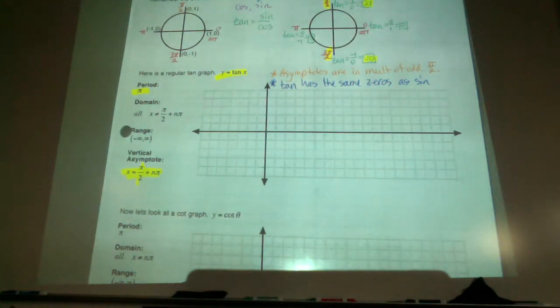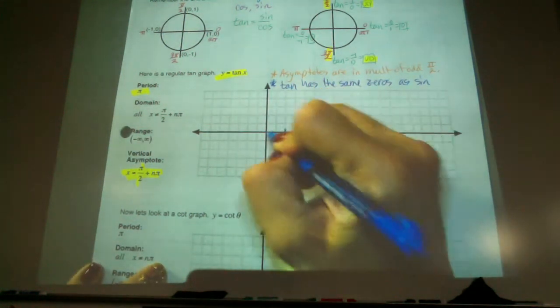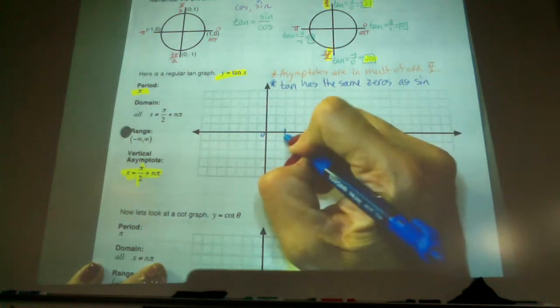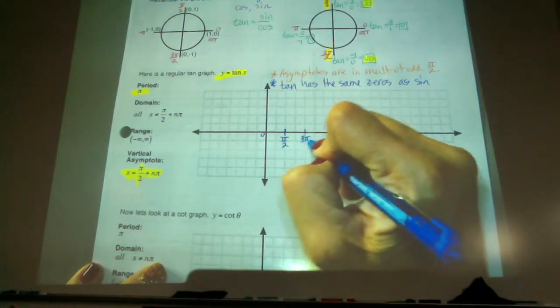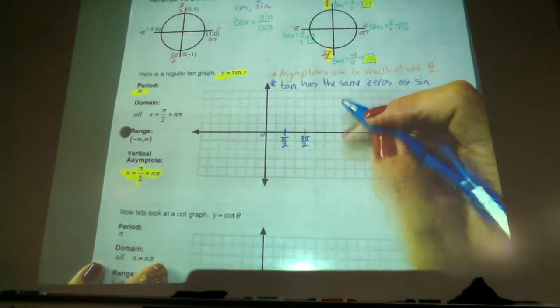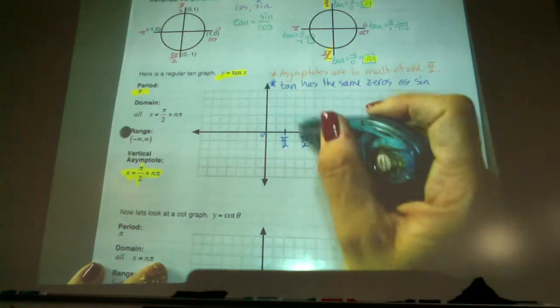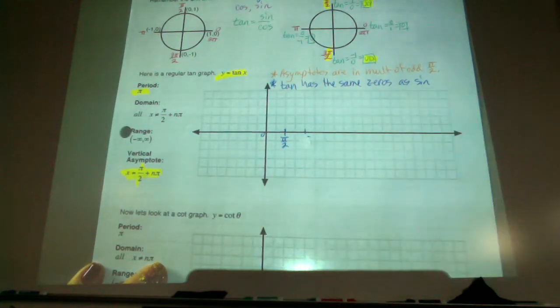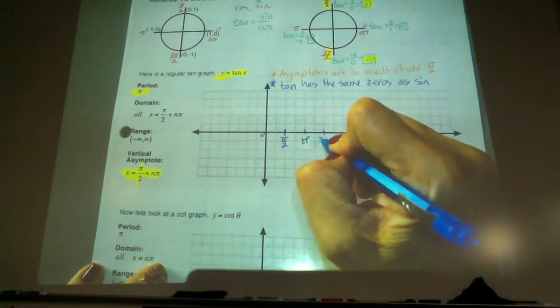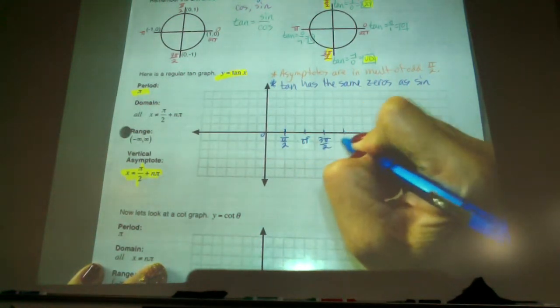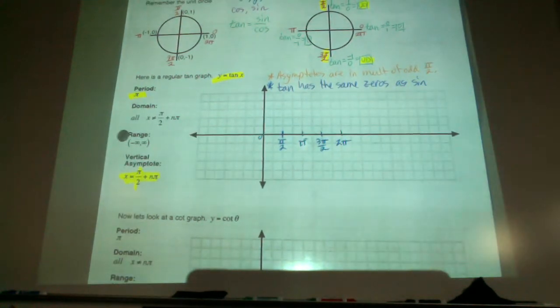So let's go ahead and partition this out as we have in the past. This is 0. This is pi over 2. 3 pi over 2. Oops. I did that second period too. How about pi? 3 pi over 2. And then 2 pi. So I'm going to start there.